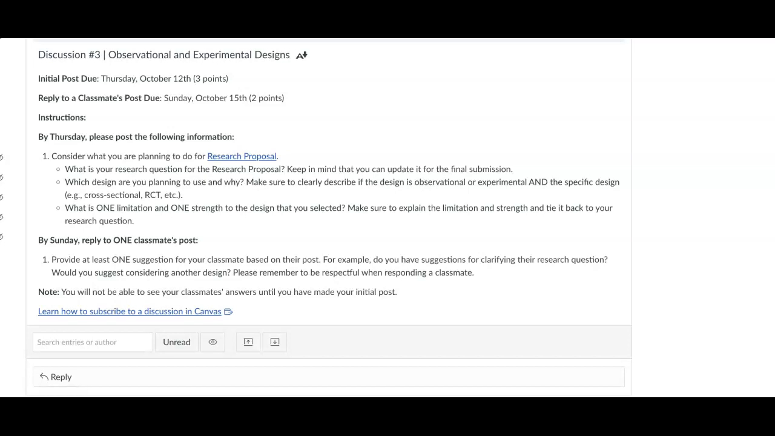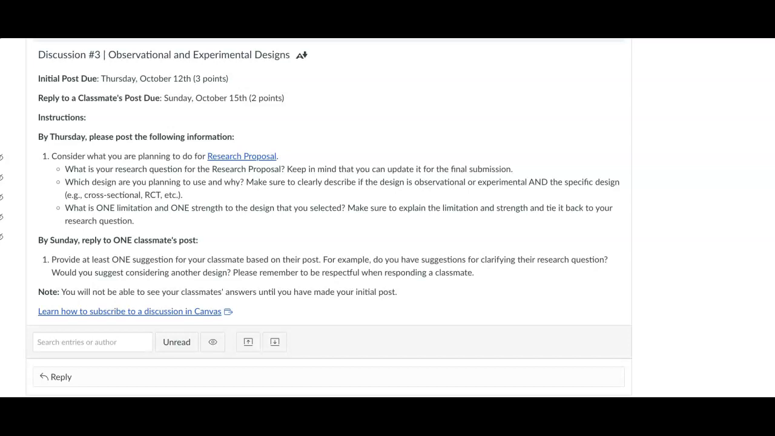And then I want you to tell me a limitation and a strength. Make sure you state one of each to the study design that you selected. You need to tie that limitation and that strength back to your actual research question. So it can't just be general statements about a strength and a limitation of that particular study design. It needs to actually tie back to your research proposal.